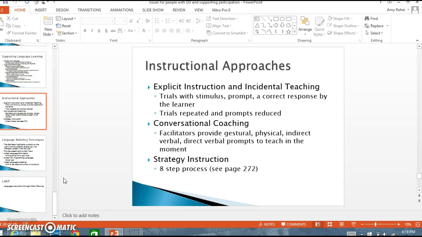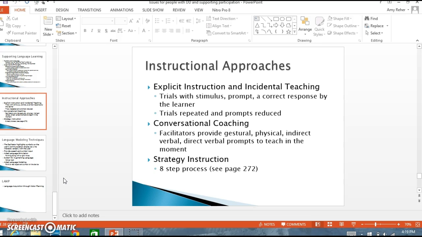Or if they don't put nose, you always want to show the correct model. You don't just tell them, "Nope, that's not right." You say, "Oh, let's try again. I'm pointing to her nose. Here's her nose," and then do hand over hand to get the correct response. And then you just repeat that over and over. So it's very much a behaviorist approach, and it tends to work pretty well.